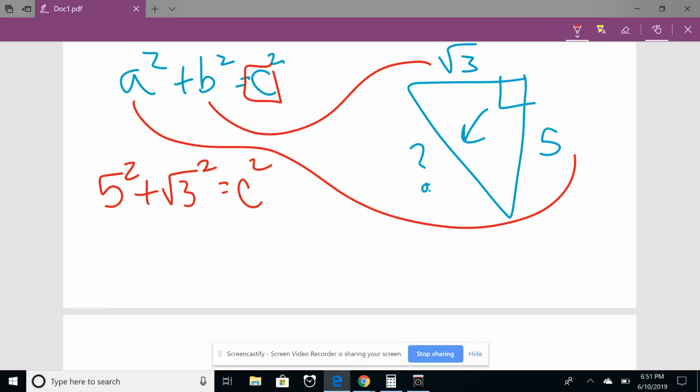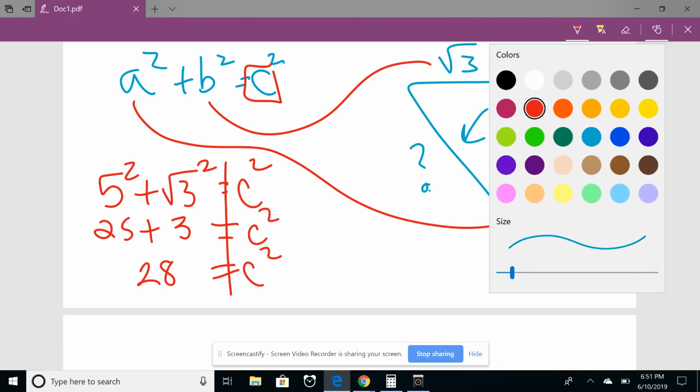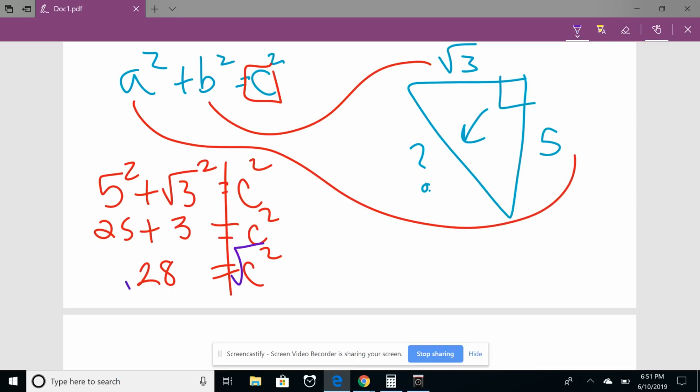5 squared is 25. Square root of 3 squared is just 3. 25 plus 3 is 28. Now I still have to get rid of the square, so in order to get rid of the square, I have to square root both sides. So my answer is the square root of 28.